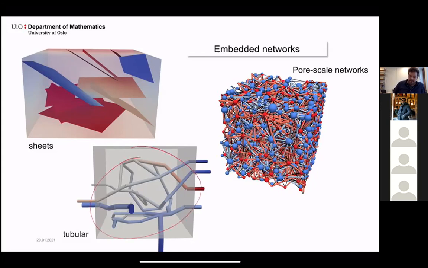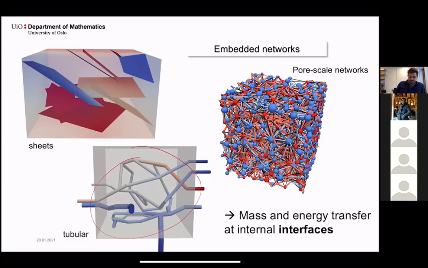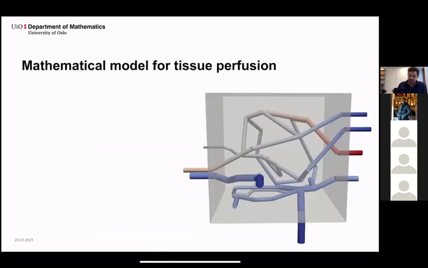But we're going to talk mainly about this application today. And what they all have in common is that mass and energy transport at these internal interfaces, from the sheets to the surrounding matrix, or at these interfaces of the tubes, or between solid and pore in these other networks, is essential to describe the processes that we want to look at. And we have to do this accurately. So this is not a very simple task.